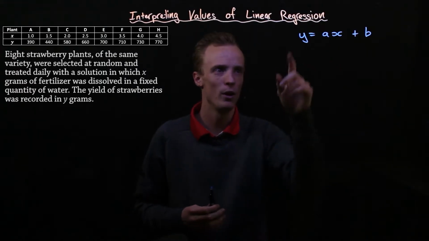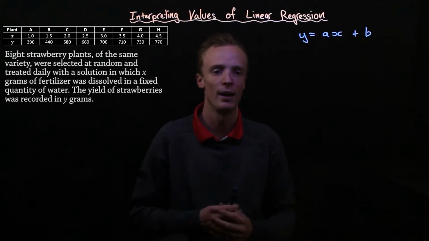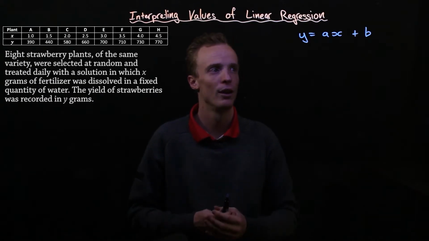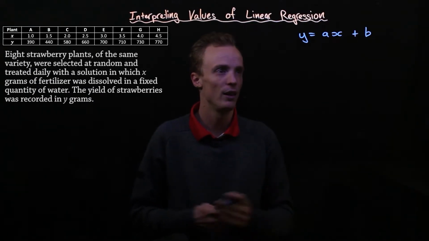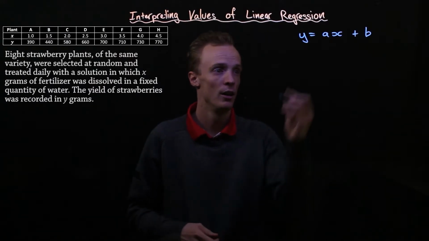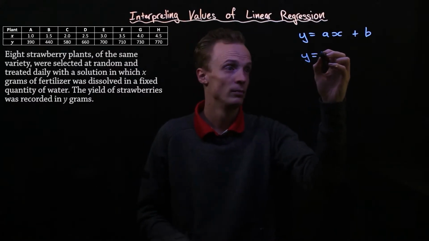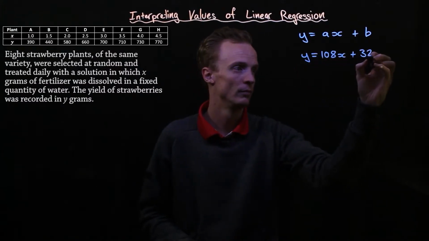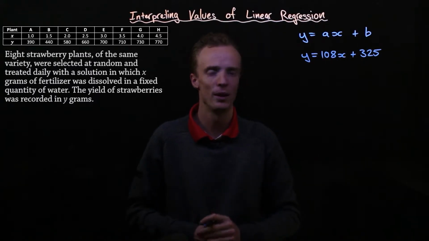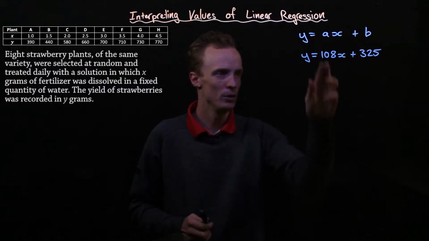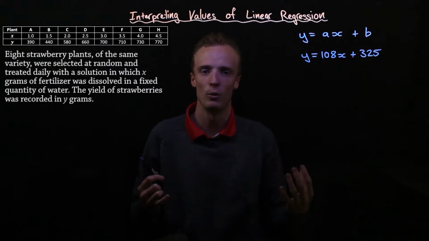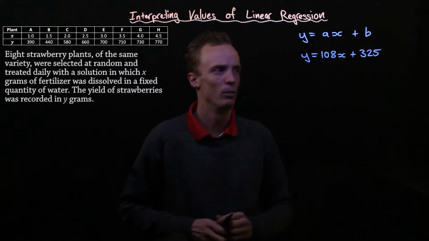Now in our problem, our y variable represented the yield of strawberries that we had, and our x variable represented the amount of grams of fertilizer that we had. And we found that the equation that best fit the model of data in linear regression was y equals 108x plus 325. So if we were to interpret what the 108 and the 325 actually were in our problem, let's think of it how we thought before.